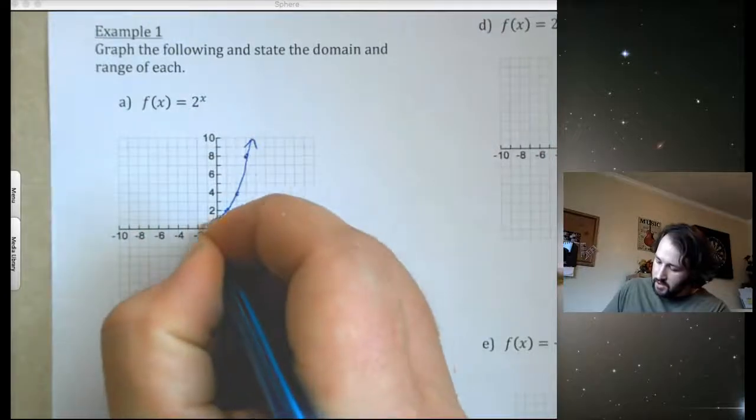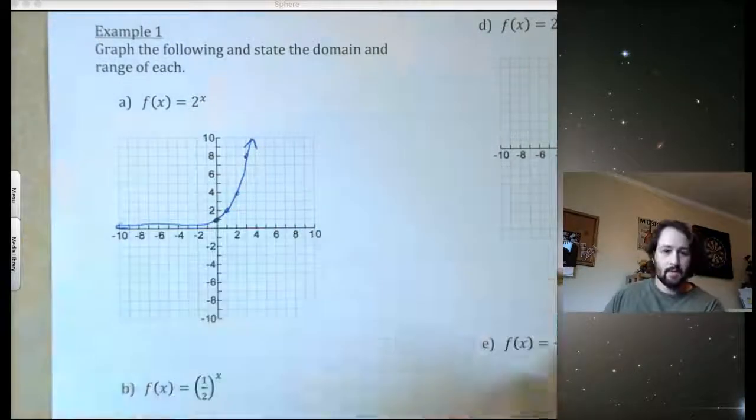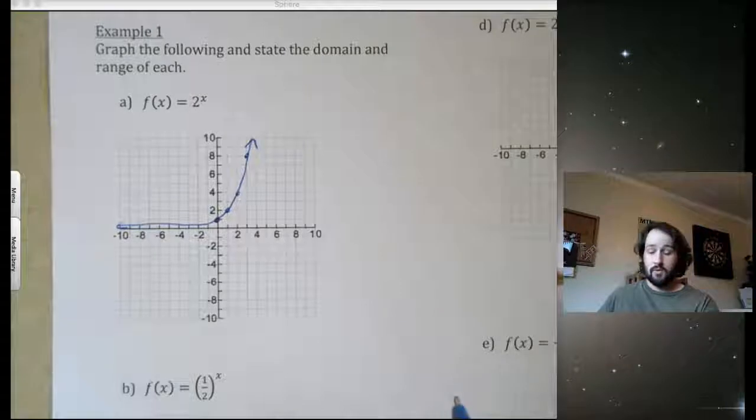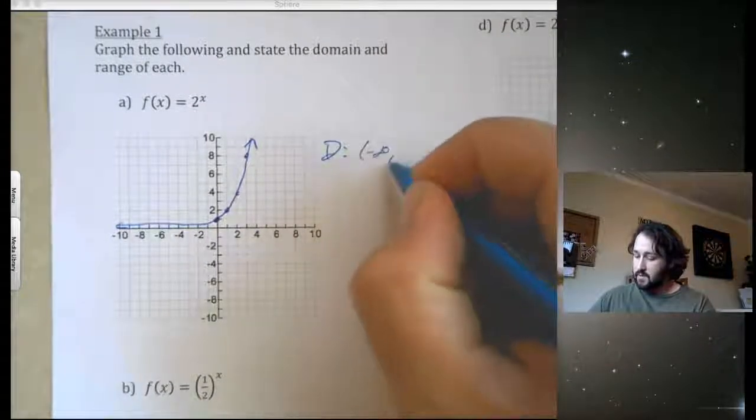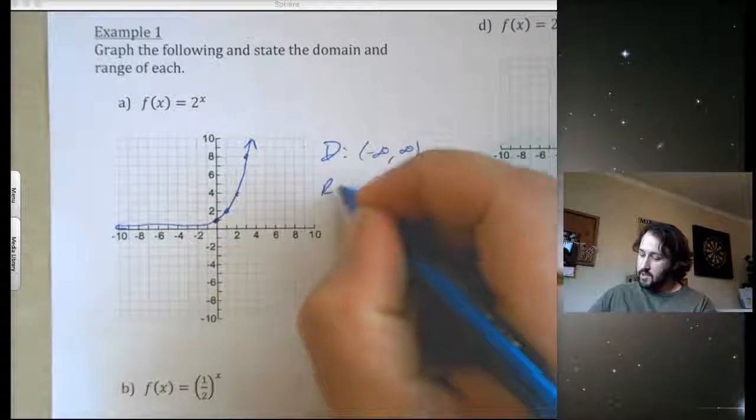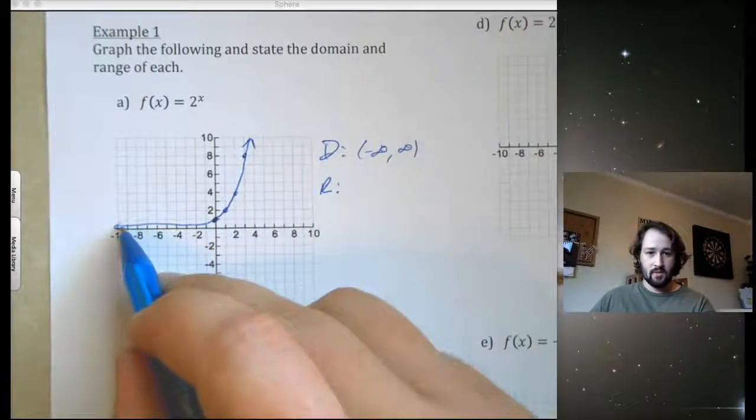And then as it goes in this direction, it's going to decay to nothing. But this is still a growth. Now for the domain, this is going left and right forever, so negative infinity to infinity. And for the range, notice it's getting closer to 0, but it's never going to touch it.